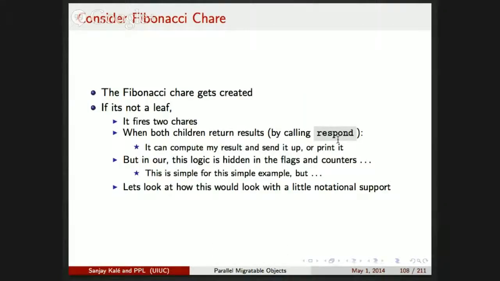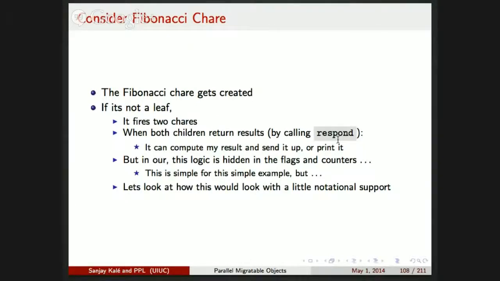So if we consider the Fibonacci chare, if it's not a leaf, it creates 2 children, and when both children return results, it can compute its own result and send it up. This logic is hidden in flags and counters, but the key here is that every Fibonacci chare has the same communication pattern: create 2 chares, wait for 2 responses, send your own message. So it has a template of the communication pattern it's supposed to have. What we want to do is capture this at a higher level in the code, so it's easier to read, easier to code, easier to understand.